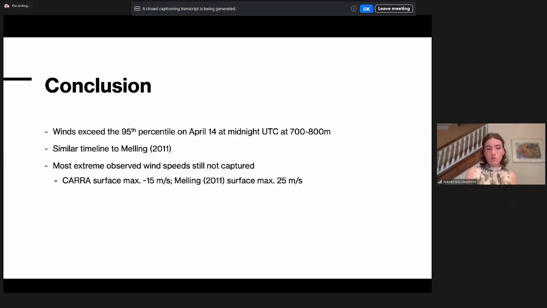However, the most extreme winds, which Melling's team observed, are still not captured by CARA at this resolution. The CARA maximum surface wind speed was about 15 meters per second, while Melling's team observed a maximum of 25 meters per second. And knowing that CARA represents a significant improvement in the ability to capture these extreme winds over ERA5, perhaps even better resolution might capture winds closer to the observed maximum.